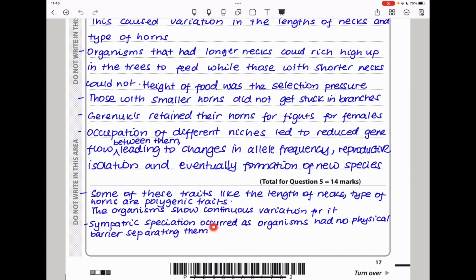Also, sympatric speciation occurred as organisms had no physical barrier separating them. So the generation of these species was through sympatric speciation because there was no physical barrier separating the two organisms, yet after time, they were able to evolve into new species. So it was circumstantial, but there was no geographical barrier separating the two. This brings us to the end of question 5.